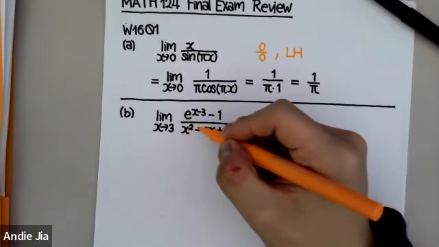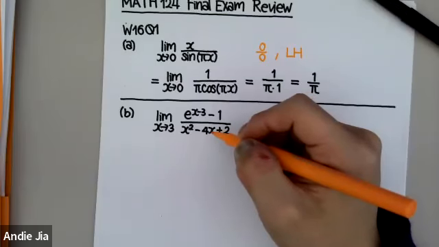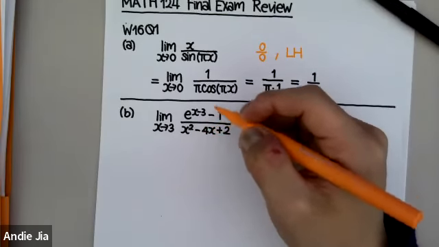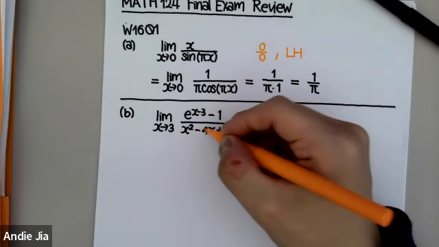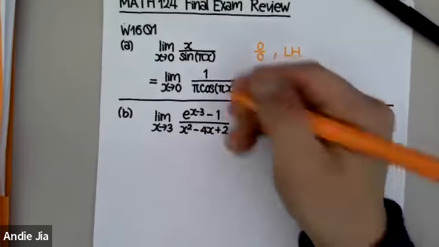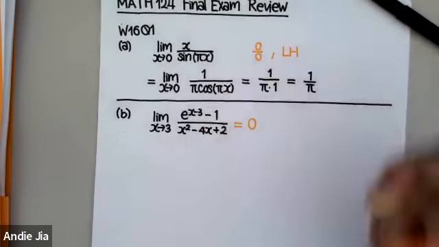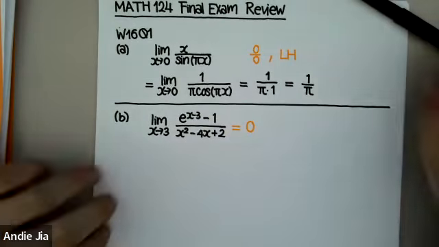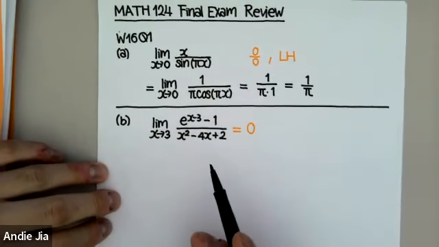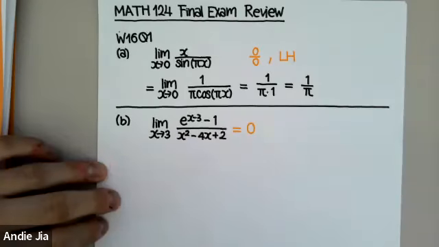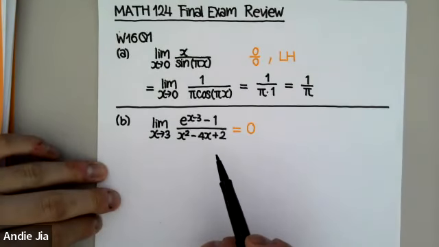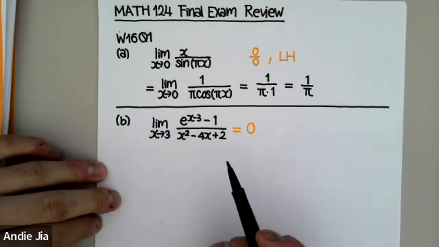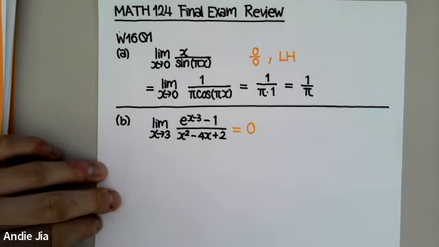And 3 times 3 is 9. 9 minus 12 is going to be negative 3, then plus 2 gives a negative 1. So it's 0 over negative 1, which is 0. Actually, this one is easier because there's no canceling and no L'Hopital's rule allowed. So this could be the easiest one you can expect on the final exam, because if the numerator is 0, then the whole thing is 0.